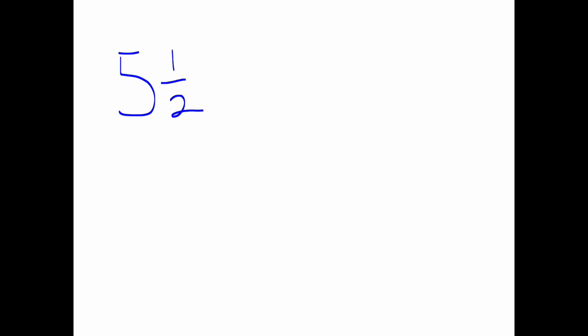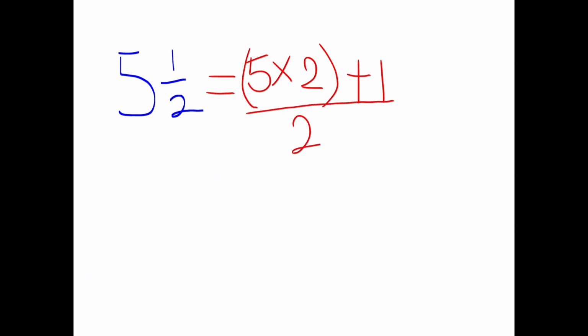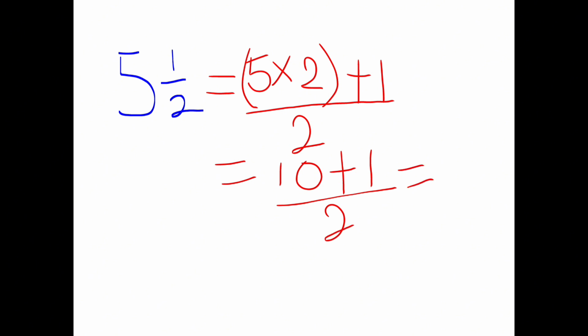It is so easy. You pick your whole number, which is 5, multiply by the denominator, which is 2. So that is 5 multiplied by 2. Then you add your numerator, which is 1. Do you get that? And your denominator remains 2. So 5 multiplied by 2 is 10. Plus 1 gives us 11. And that is 11 over 2.